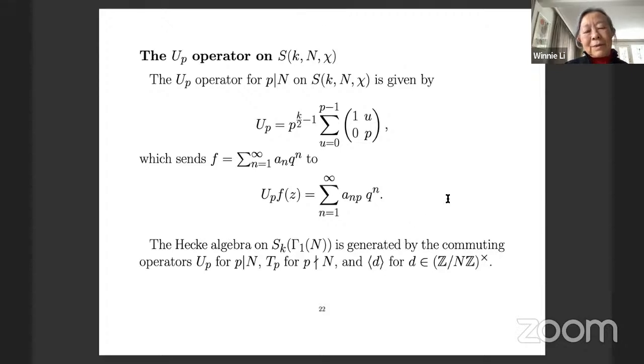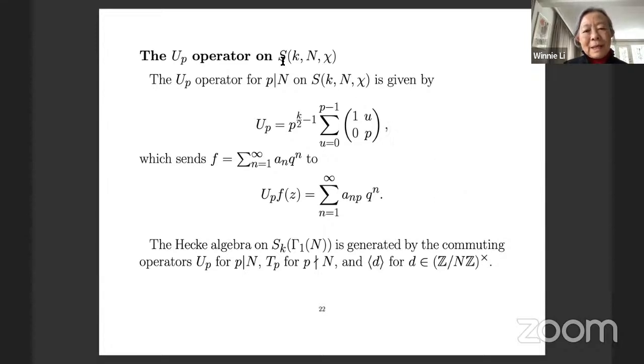From now on, I'm going to talk about congruence modular forms for quite a while. And then after that is done, I will talk about what we know for the non-congruence modular forms.